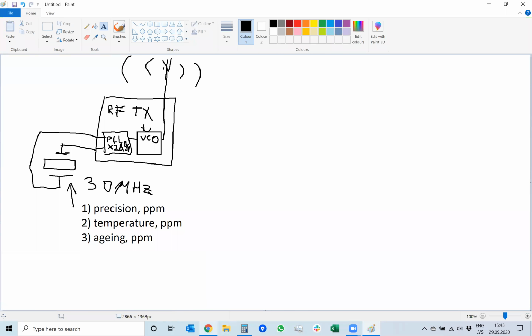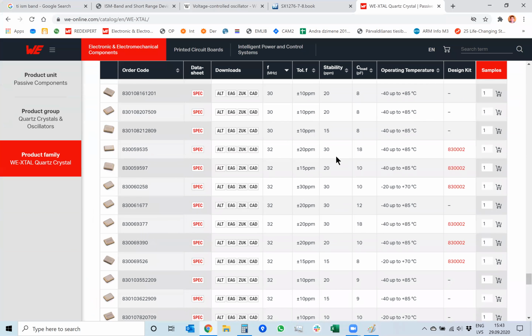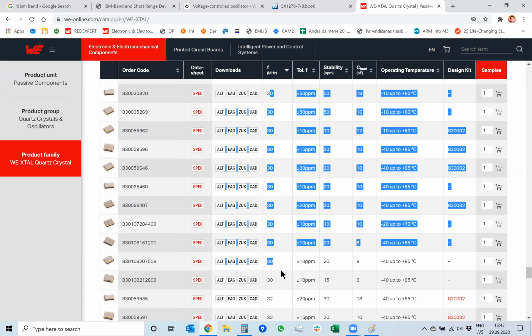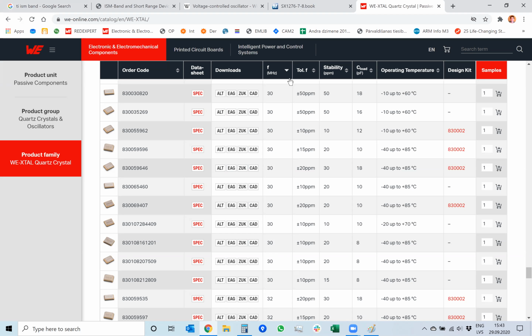So let's check out, for example, this manufacturer that produces crystals at a frequency of 30 megahertz. As you can see, having 30 megahertz, you have several options. You can choose a crystal with precision 50 parts per million, or 10, or 15, or 20, and you will probably guess correctly that the better the tolerance, the more expensive the part costs. It's easy to produce a part with 50 ppm, but it's really hard to build a part with only 10 ppm precision.